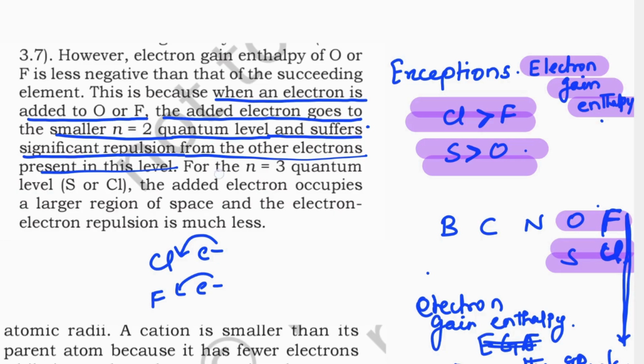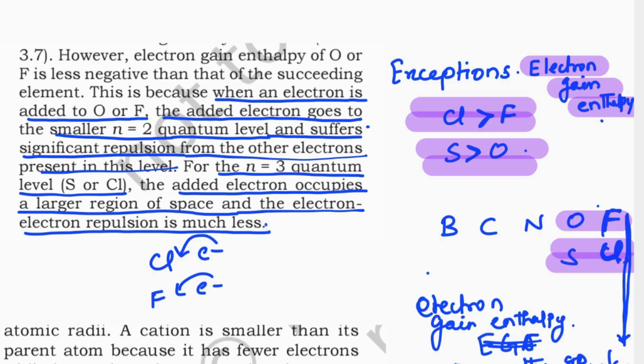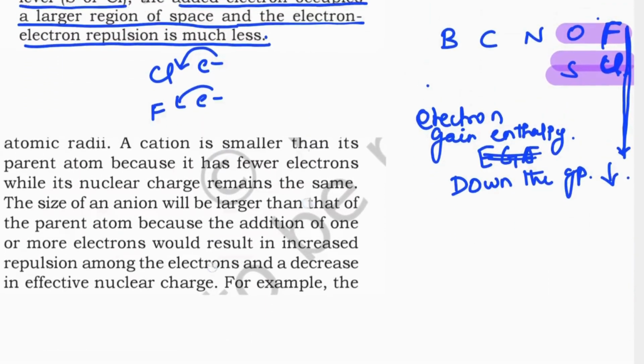In the same way, when n is equal to 3 quantum level, for sulfur or chlorine, the added electron occupies a larger region of space and the electron repulsion is much lesser. They can ask you in any format, chlorine or sulfur. This is the explanation expected for this question.